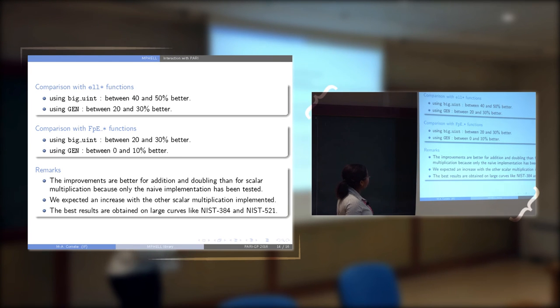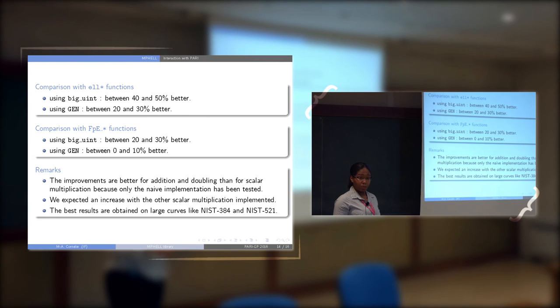So we have done comparison with the L function and FPE function, which deal with arithmetic of points of elliptic curves. In general, we are better than PARI alone, and our version with BigUint is even better. What we can remark is that the results are better for addition and doubling when they are benched alone. For scalar multiplication, the results are less good, but still better. And in fact, we expect to have better results because the only version which is tested is the naive implementation of the scalar multiplication.